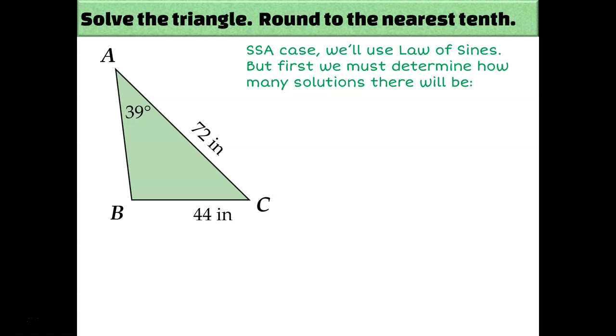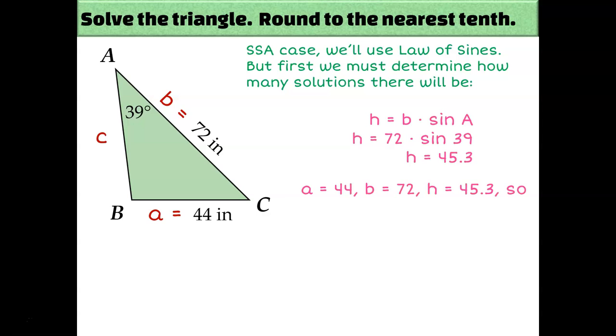Label 44 as little a and 72 as little b, and then calculate the height of this triangle using b times sine of A. So h would be 72 times sine of 39, so h would be 45.3 inches. So A is 44, B is 72, and H is 45.3. Rearrange those numbers so that they're in order from biggest to smallest, and I get that B is greater than H is greater than A.